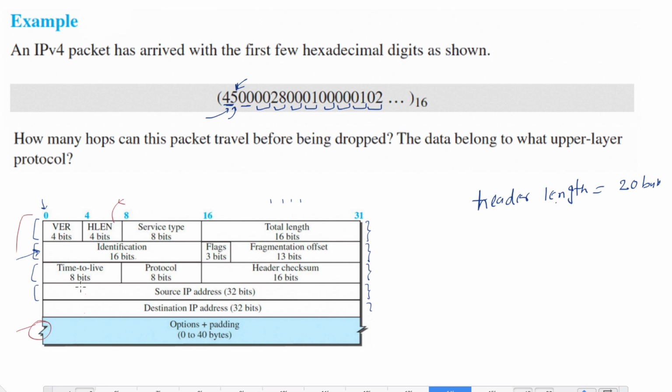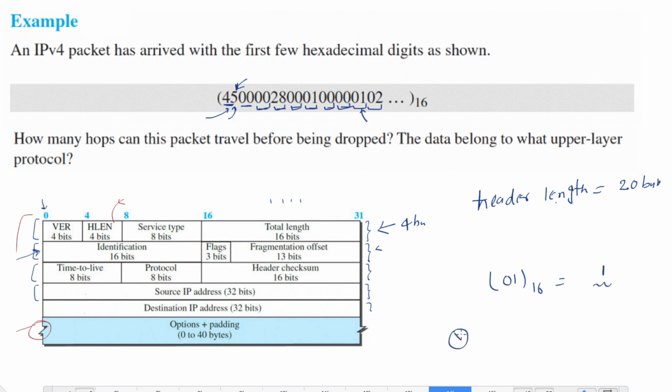That is okay because they are only asking about the TTL. So the TTL is present after how many bytes? See, these are the 4 bytes because of 32 bits. So after 8 bytes, TTL is there. So this is 1 byte, 2 bytes, 3, 4, 5, 6, 7, 8. So TTL is 0, 1. 0, 1 in hexadecimal will be 1 only, right? So the TTL value is just 1, which means the packet can travel only one hop.